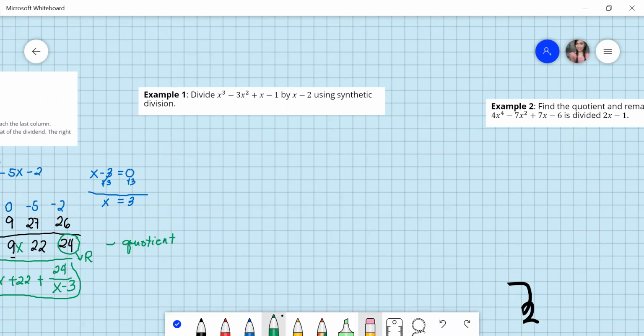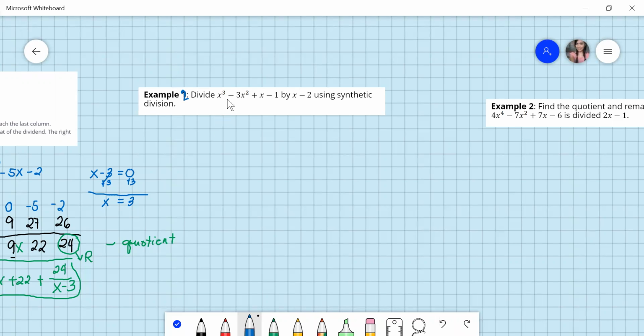Okay, welcome again to division of polynomials using synthetic division, more examples. So let's have another example. We call it example number 2 because example number 1 is the previous example.